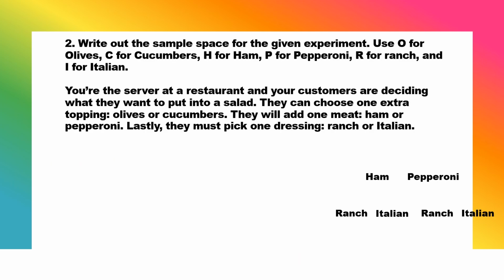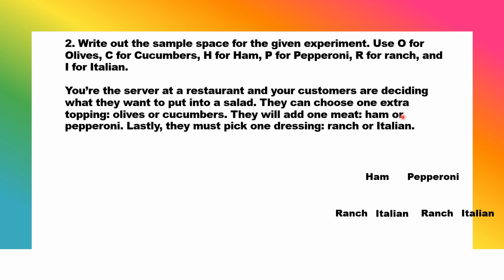All right, so here is another example where we are going to write out the sample space. It says, write out the sample space for the given experiment. Use O for olives, C for cucumbers, H for ham, P for pepperoni, R for ranch, and I for Italian. It says you are the server at a restaurant and your customers are deciding what they want to put into a salad. They can choose one extra topping, olives or cucumbers. They will add one meat, ham or pepperoni, and then lastly they must pick one dressing, ranch or Italian.